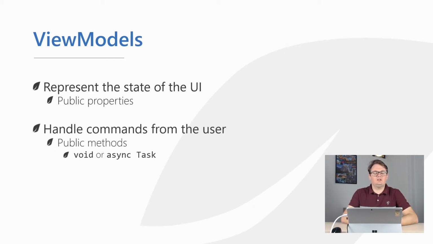The second responsibility of the view model is to handle user commands. Whenever the user does something with the page, or orders some action to be done, the view model is the one that will receive this event and is responsible for handling it. So when you click the button, a method in the view model is called. For handling commands, you should use public methods in the view model, and DotVVM supports both synchronous and asynchronous methods. So the method can be void or it can be an async Task.